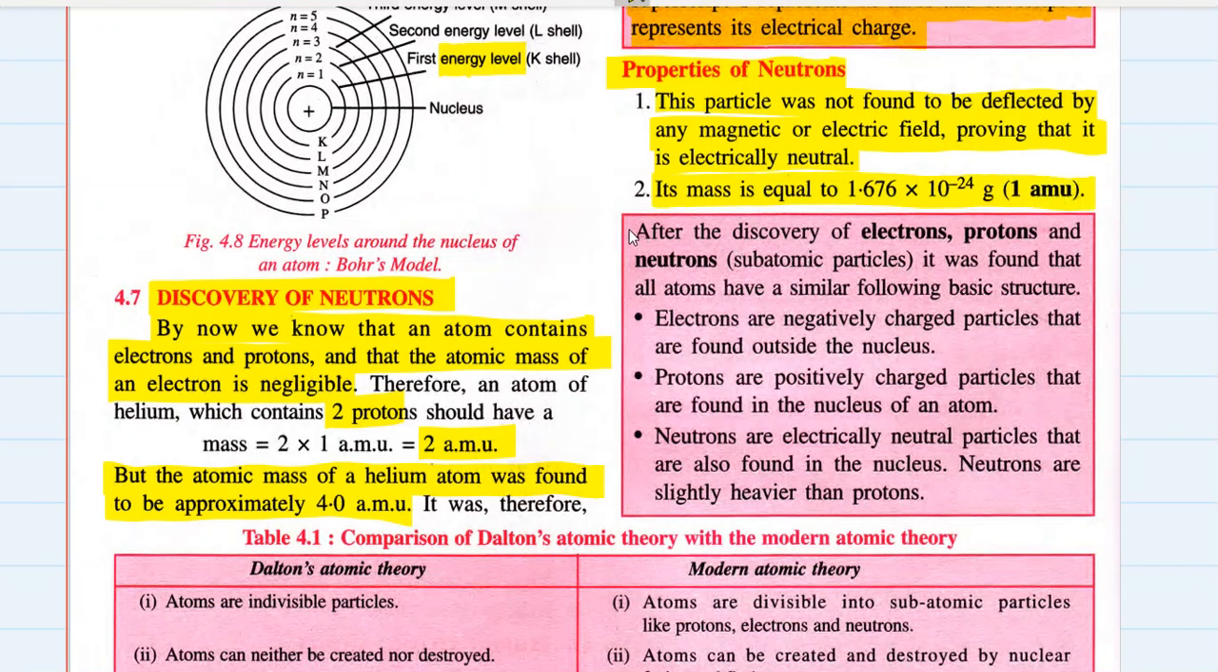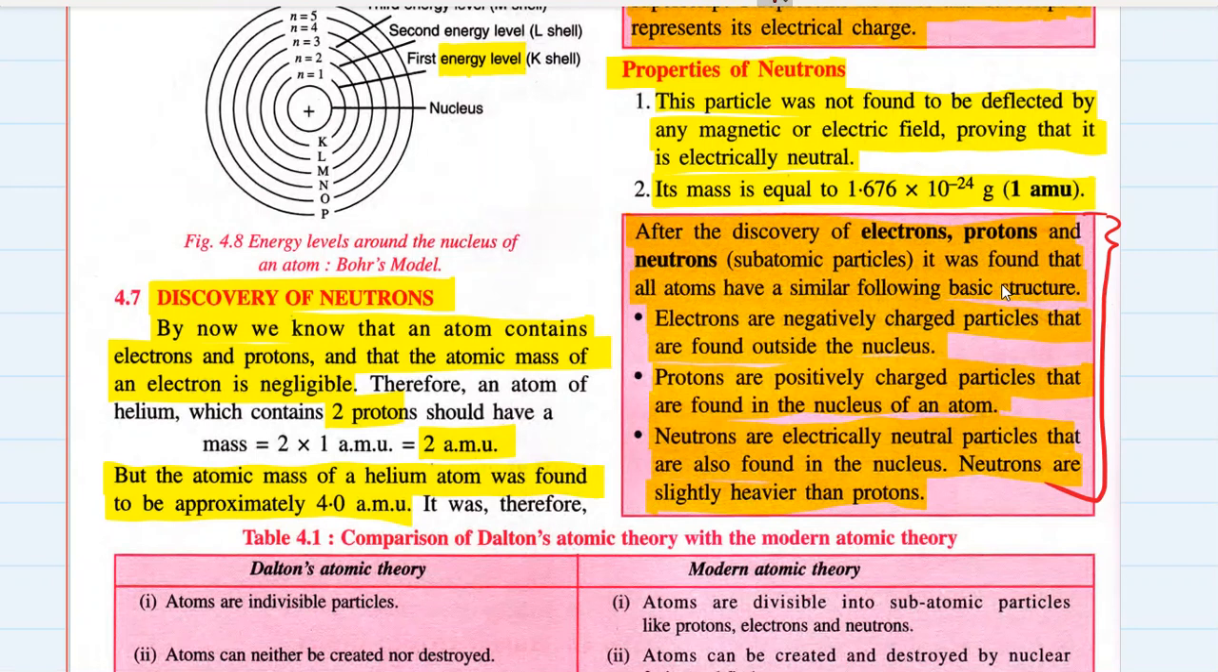After the discovery of electrons, protons, and neutrons, the subatomic particles, it was found that all atoms have a similar basic structure. In all atoms, electrons are negatively charged particles that are found outside the nucleus. Protons are positively charged particles that are found in the nucleus of an atom. And neutrons are electrically neutral particles that are also found in the nucleus, and neutrons are slightly heavier than protons. So these were the common characteristics of the subatomic particles which are found in all different types of atoms.